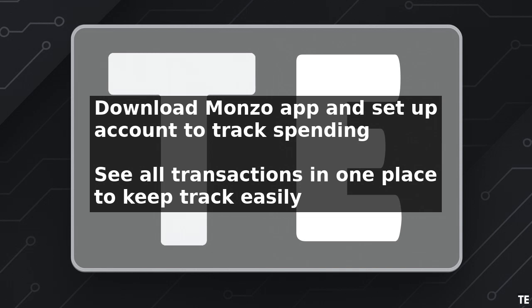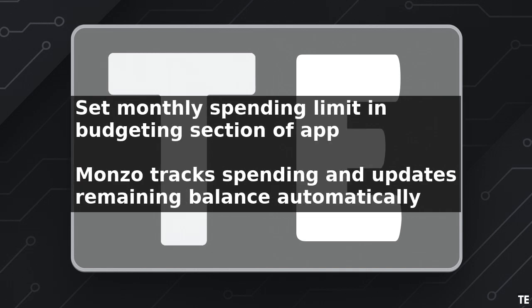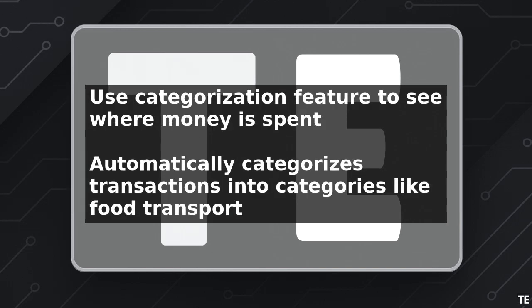Monzo will then track your spending and let you know how much you have left to spend for the rest of the month. Next, you can use Monzo's categorization feature to see where your money is going. Monzo automatically categorizes your transactions into categories such as food, transport, and entertainment, making it easy to see where you can cut back. You can also use Monzo's pots feature to separate your money into different funds for specific expenses, such as rent or holiday savings. This will help you to prioritize your spending and make sure you have enough money set aside for important expenses.